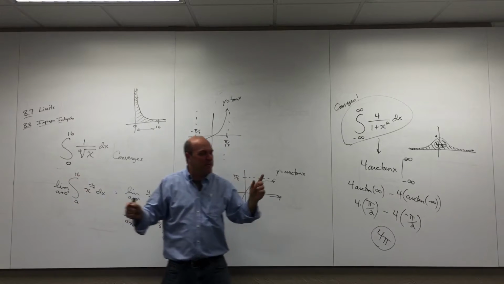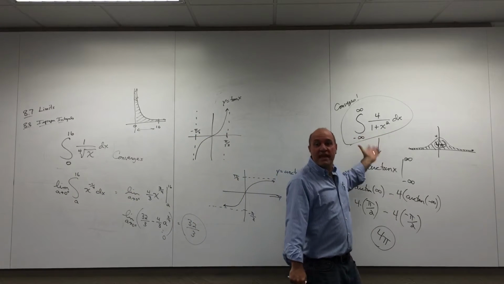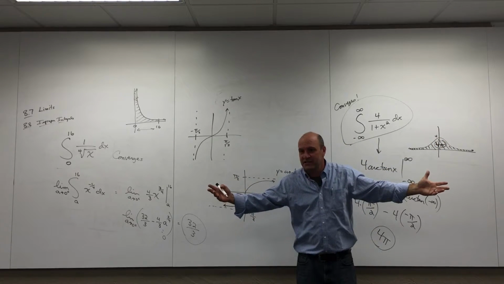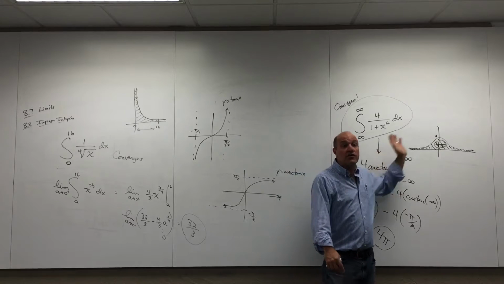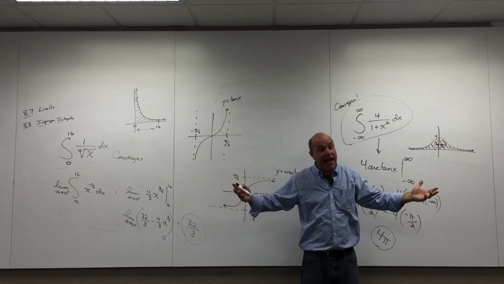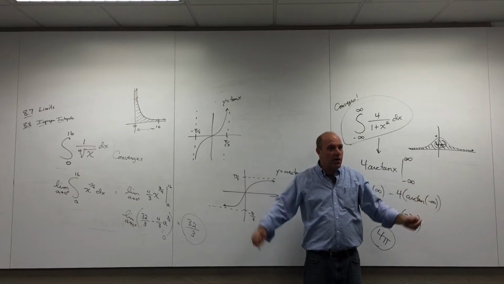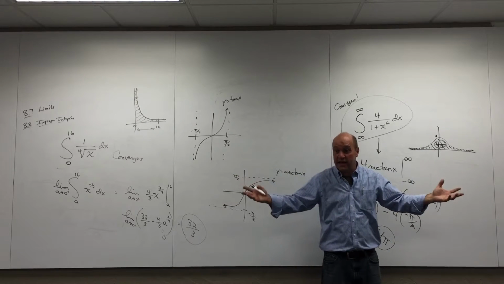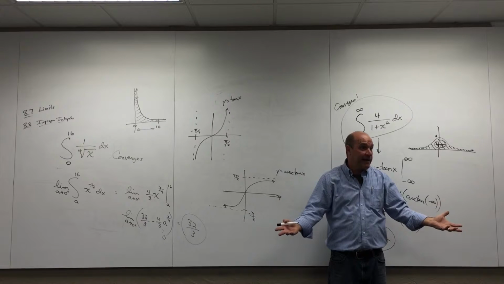I mean, that's what's a trip, you know? If you do this from negative 1,000 to 1,000, it's close to 4 pi, but it's shy. Go from negative 1,000,000 to 1,000,000, and it's a little bit shy of 4 pi, you know? Go from negative infinity to infinity, and then it really is 4 pi. That's what it is.